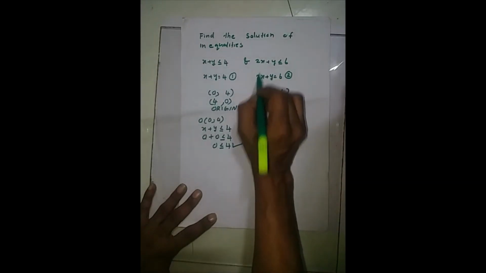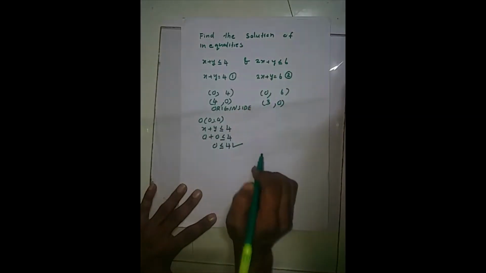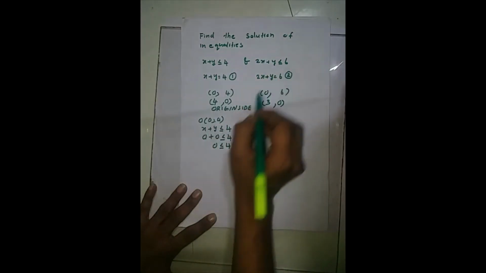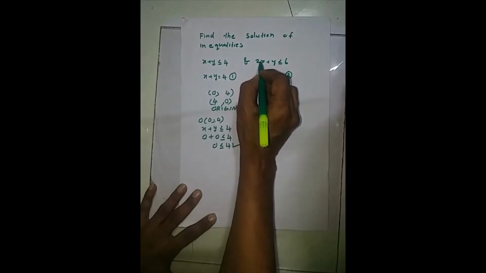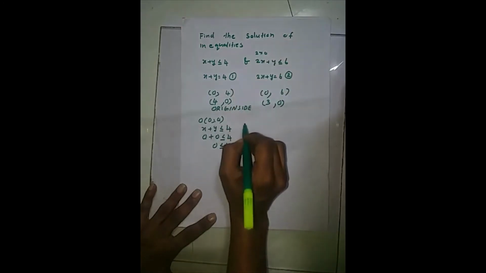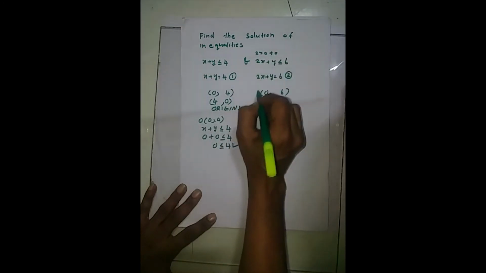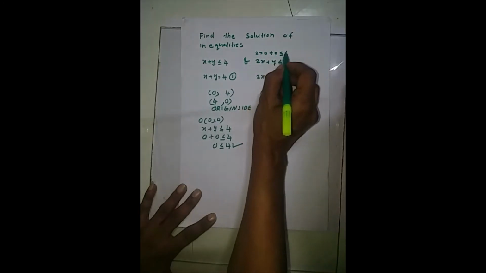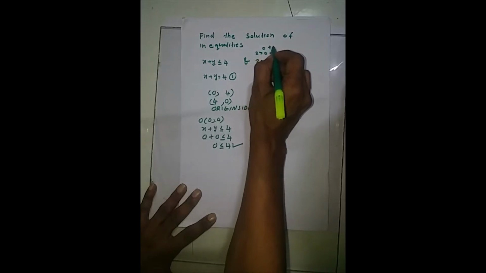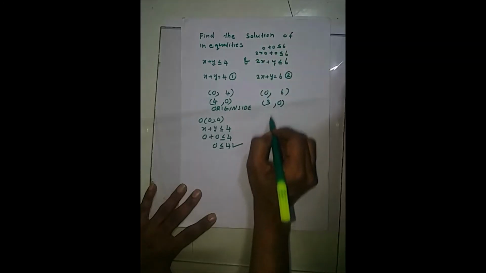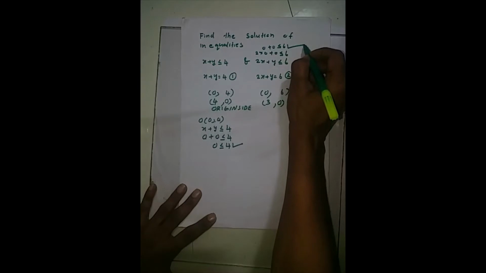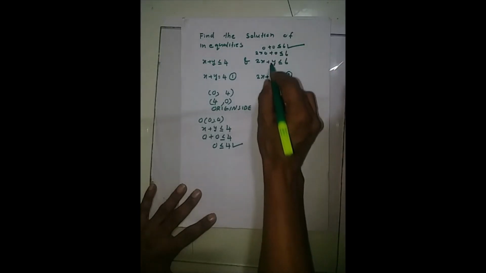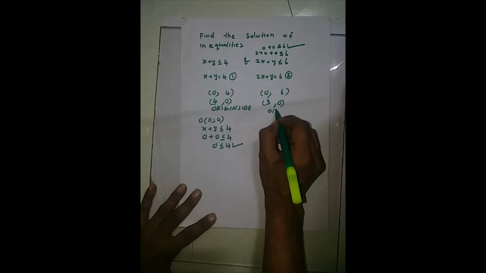Similarly, substituting the origin in the inequality 2x plus y less than or equal to 6. Instead of x, 0, and instead of y, 0. 2 into 0 plus 0 less than or equal to 6. 0 plus 0 less than or equal to 6. 0 less than 6 is a correct statement. So we have to shade the 0 side, that is the origin side. So this inequality also is on the origin side.